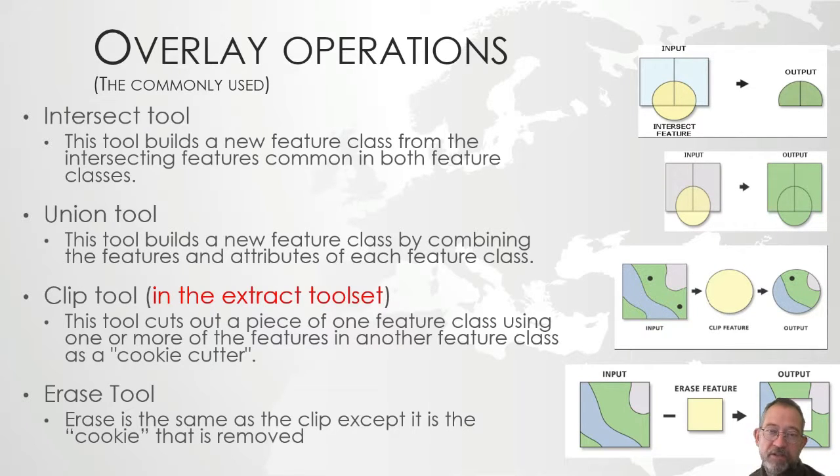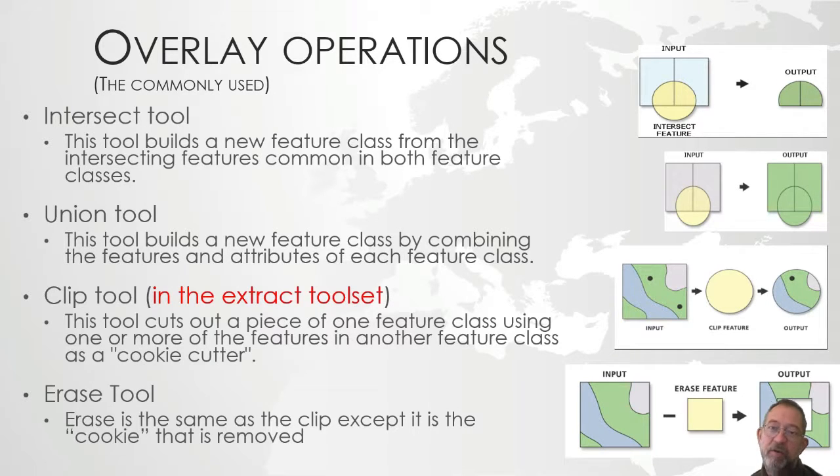Overlay operations are key to almost any GIS, so it's important to get a grip of what they do. There are four main overlay tools that are commonly used. There are more overlay tools, and as a matter of fact, you can get along using fewer, but these are the ones that are typically used.